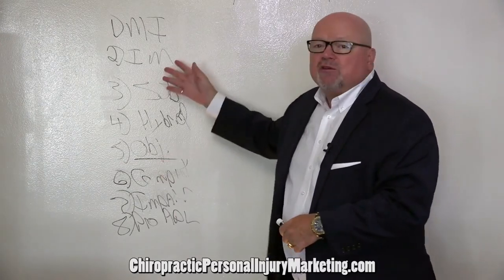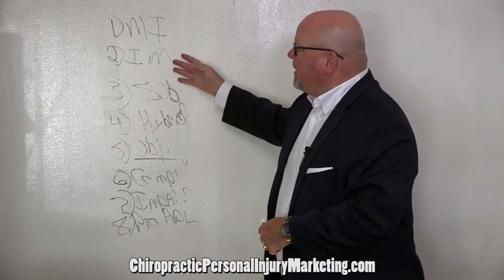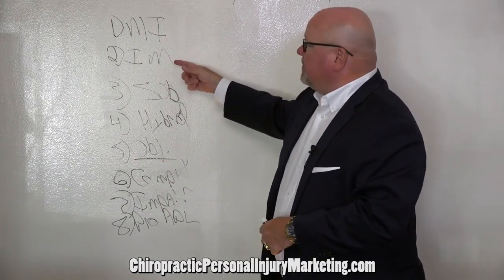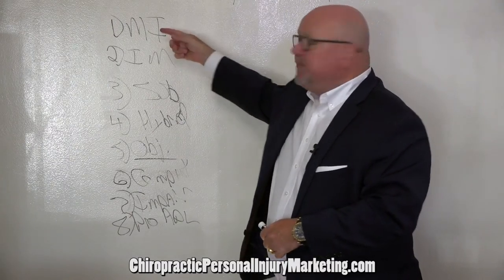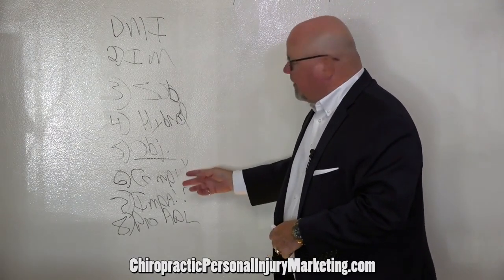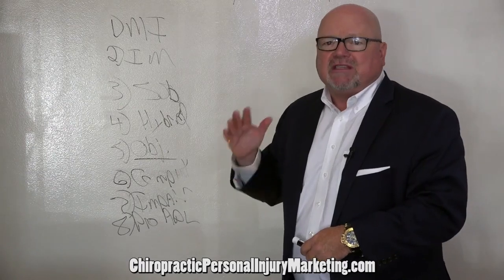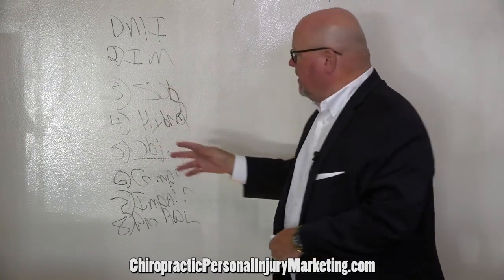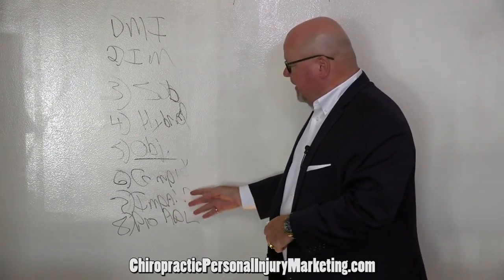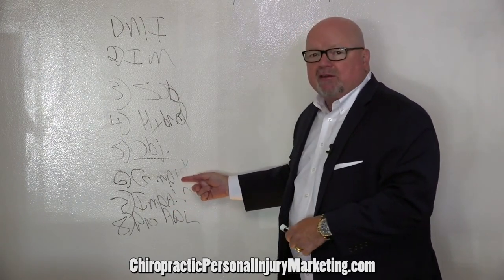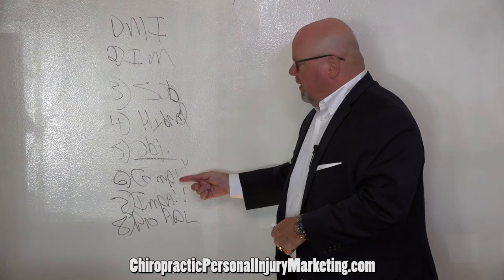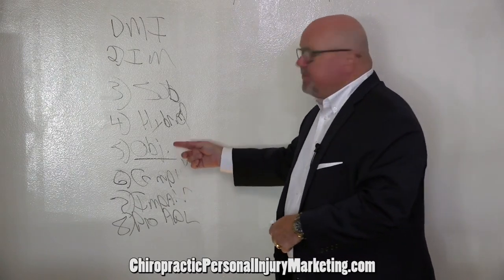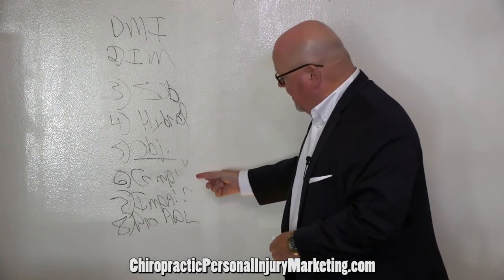Now some of these categories are more important than others, like injury magnifiers isn't going to be as important as the mechanism of injury. And I'm just saying generally speaking, could there be an injury magnifier that's really important? Sure. I'm just talking generally speaking. Complicating factors obviously is not going to be as important as objective findings, okay?